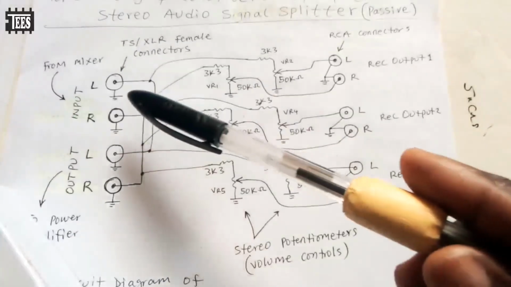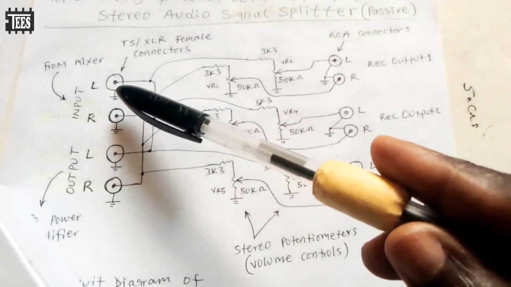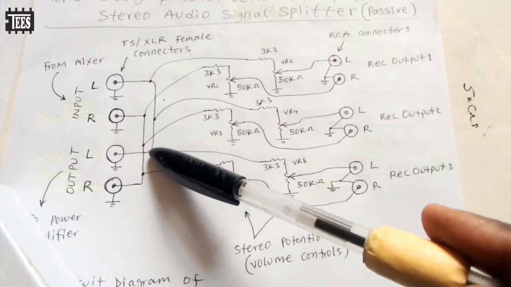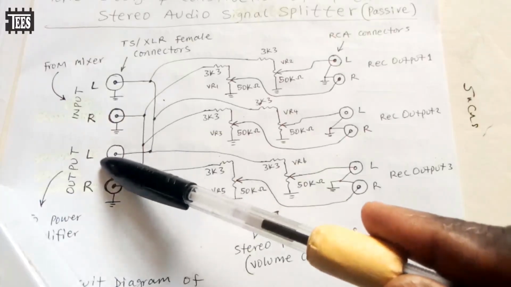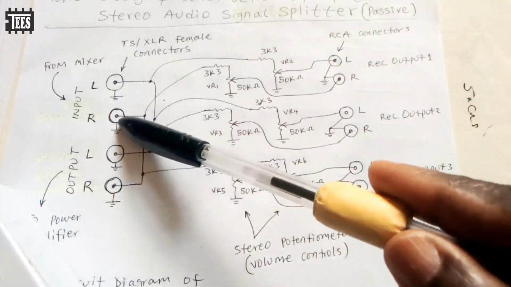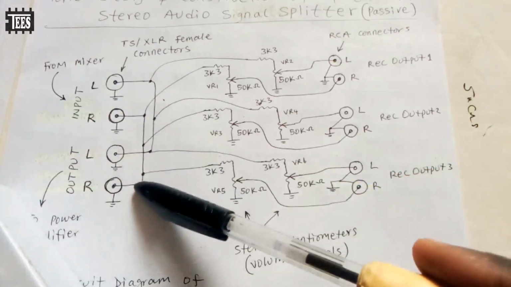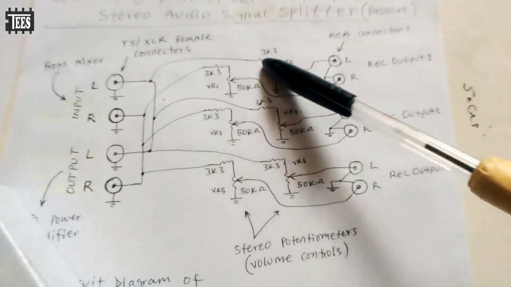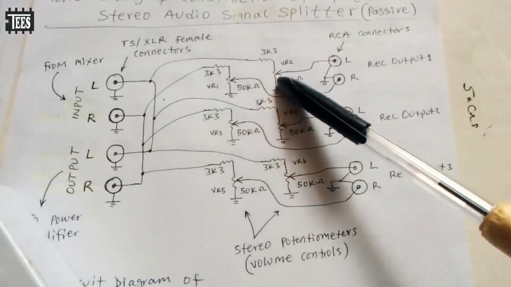So this is how the input comes from the mixer. The input comes in here, it goes from here, it goes to the output, to the power amplifier. The other channel from the mixer also comes through this, it goes to the output. Then from here, the signal from the mixer can come in through this resistor.